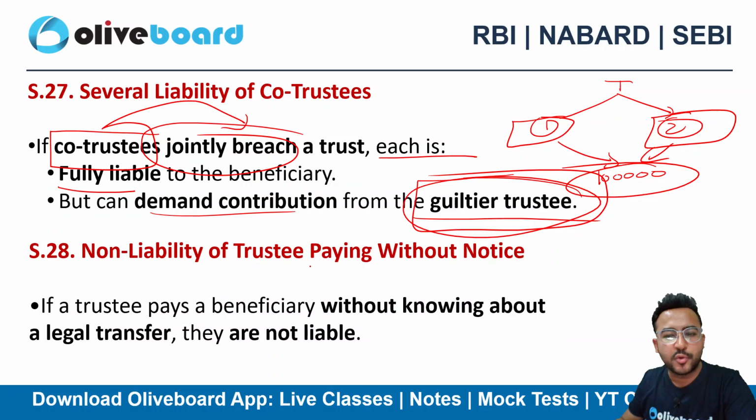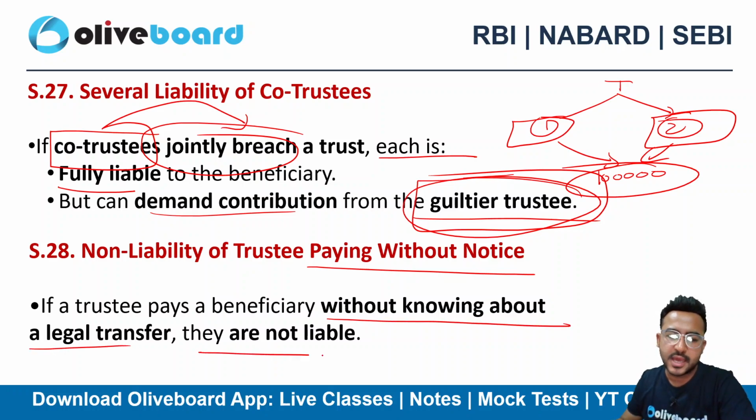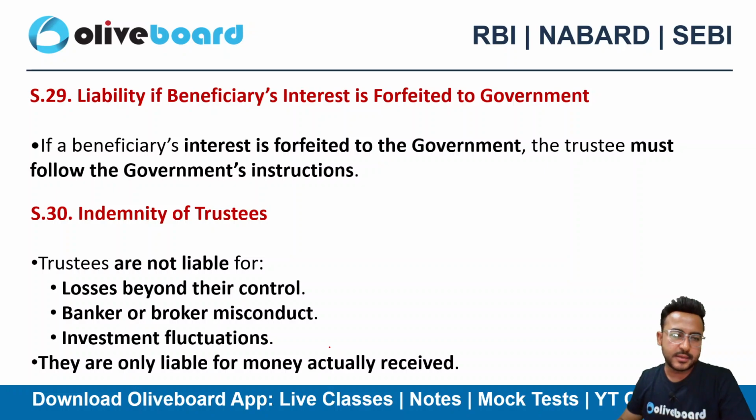Non-liability of trustee without notice. If the trustee pays the beneficiary without knowing about a legal transfer, they are not at all liable here. So small sections, but yeah, there are काफी सारे sections है इसमें, पर छोटे sections है, right? But most of them are self-explanatory. You just need to read it twice or thrice and you are good to go with this particular chapter.